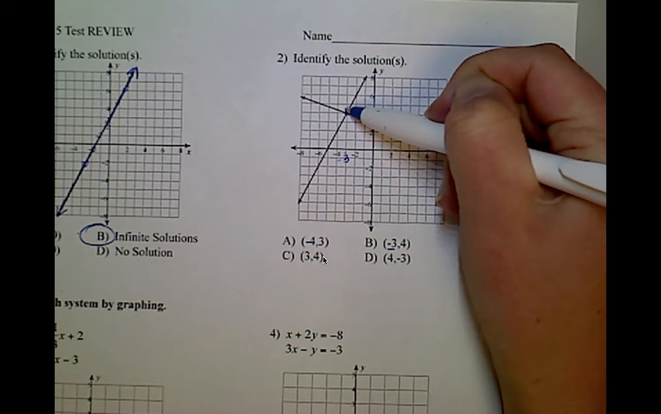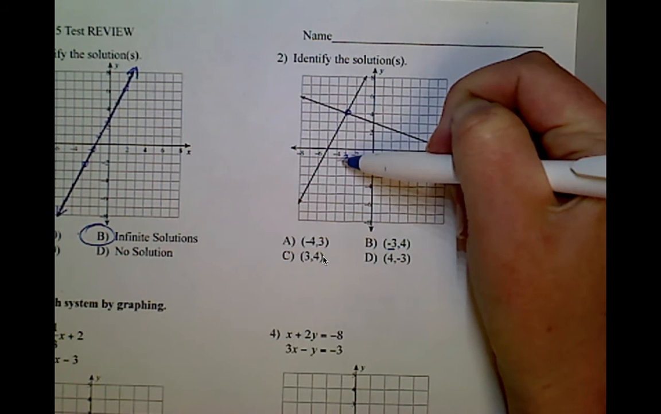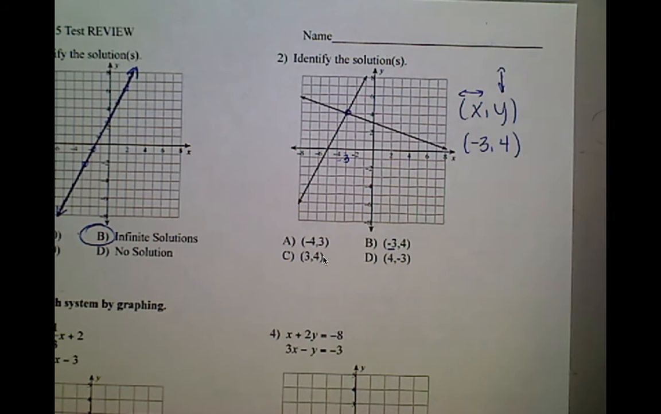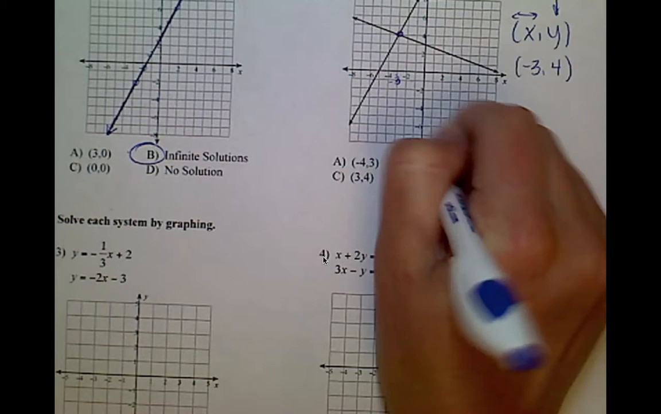And see, that 4 is positive. So left 3, up 4. 3 is negative, 4 is positive. 3 is negative because you went to the left, 4 is positive because you went up compared to going down. Okay? So your answer should be B here.